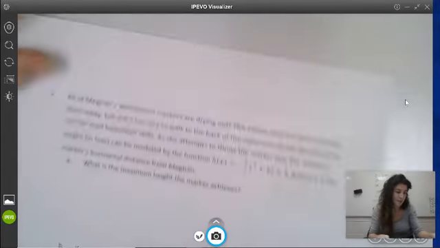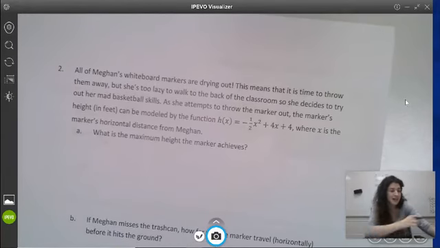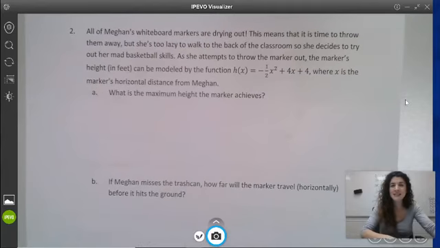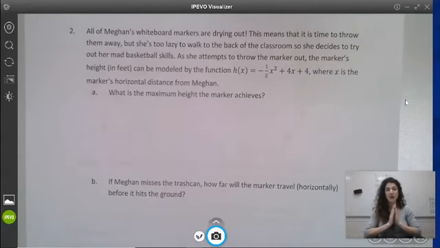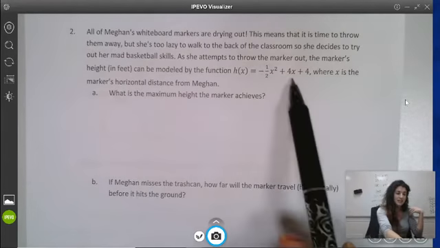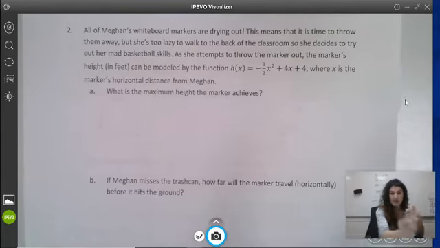All right, second problem. All of my whiteboard markers are drying out. This was an issue last year, not so much this year since we don't use the whiteboards. This means that it is time to throw them away, but I am too lazy to walk back to the classroom, so I decided to try out my mad basketball skills and throw the marker out.